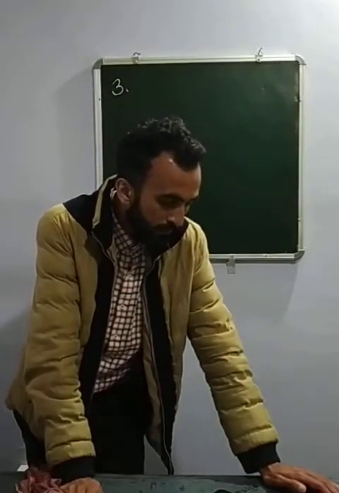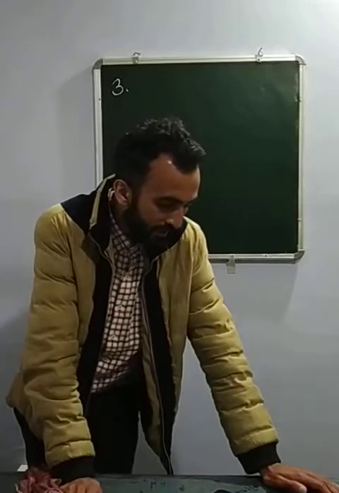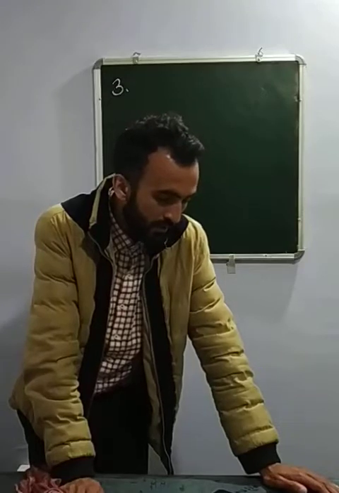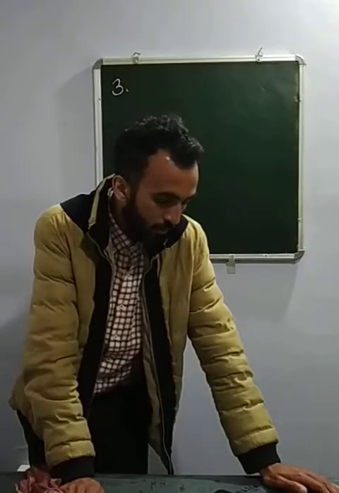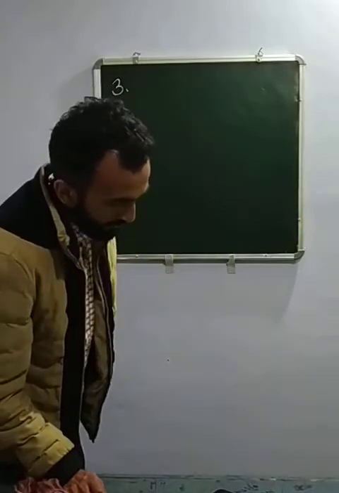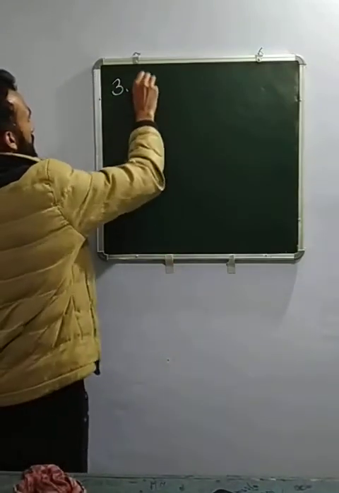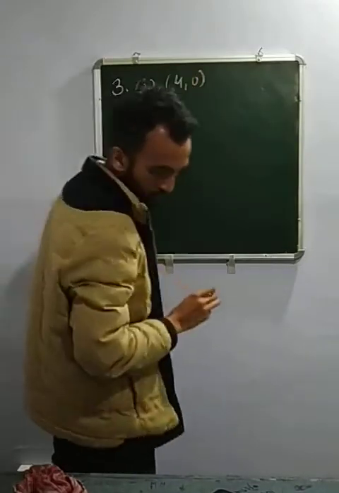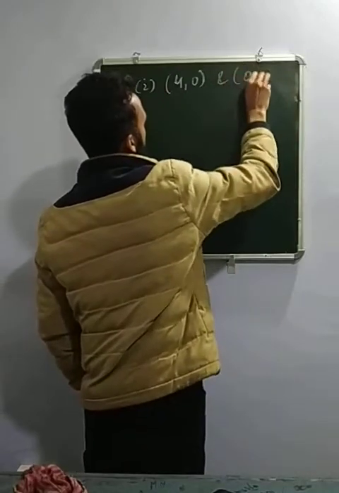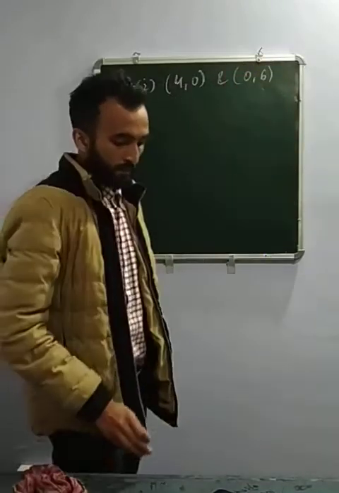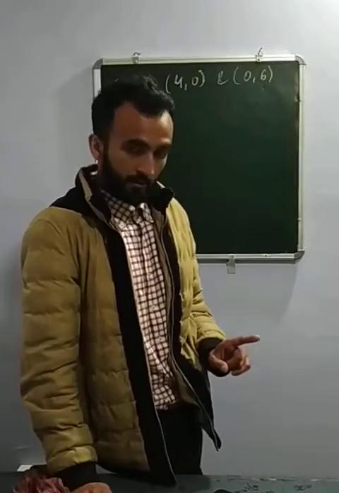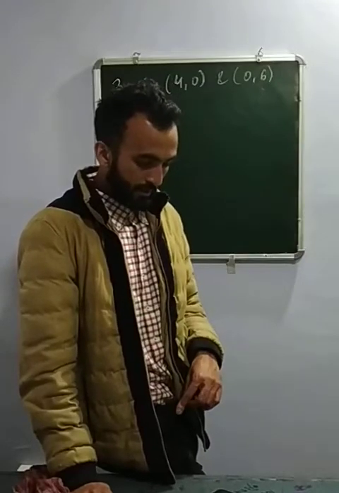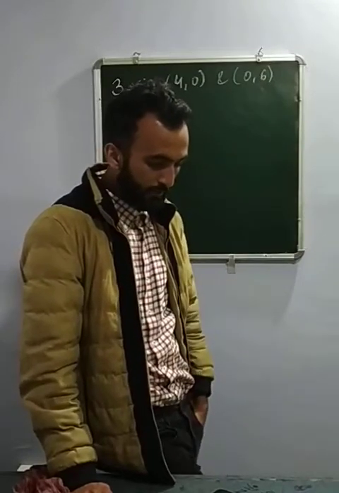Find the points of trisection of the line segment joining the points. Find the points of what? Trisection of the line segment joining the points. Sum number 1 is, I'll just write down the question first. 4, 0 and 0, 6. What is our question? Find the points of trisection. Remember, you always have to get ready with the textbook. Find the points of trisection of the line joining the points.